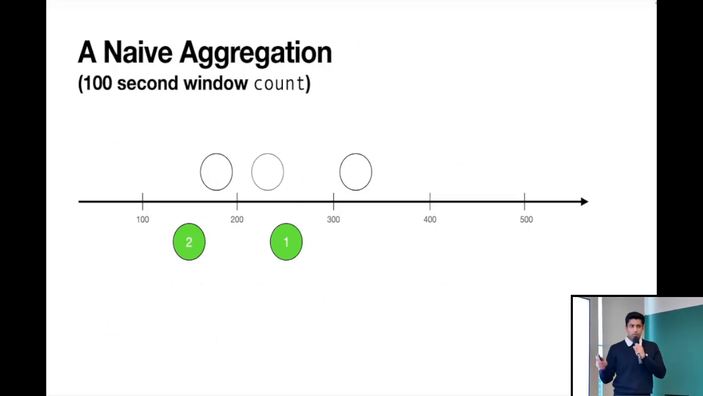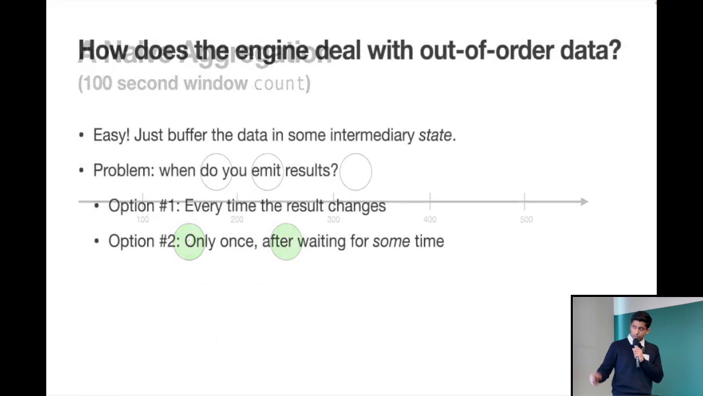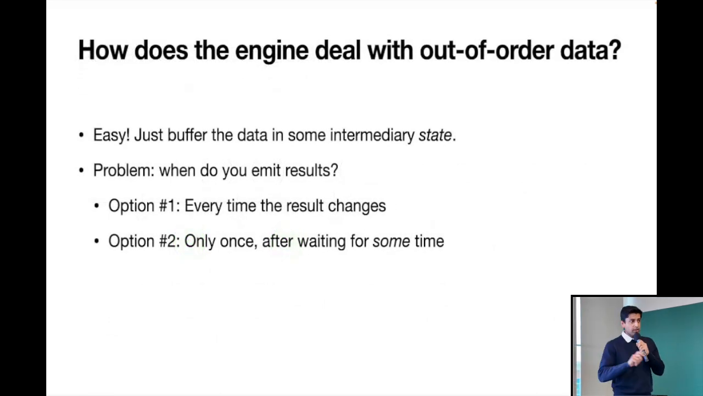Some stuff for windows that you already emitted. So how do you handle this? Well, the first thing we saw is we're always going to have to buffer some of the data in intermediary state. But then the second question becomes, when do we emit the results?